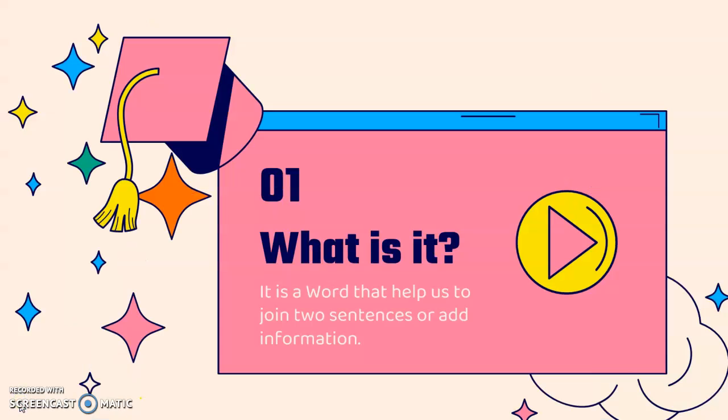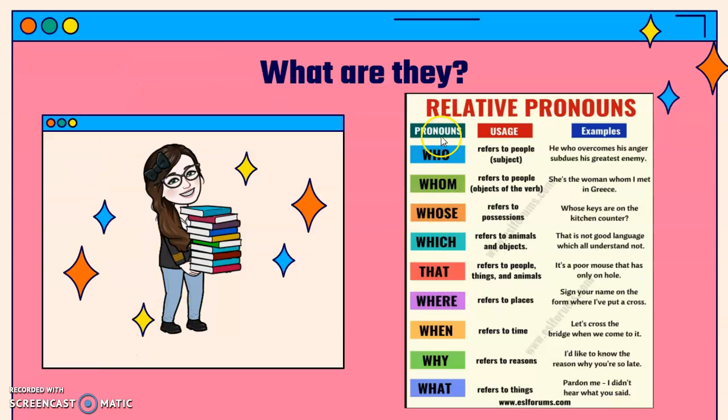So the first thing we are going to talk about is what is a relative clause. A relative clause is a word that helps us to join two sentences or just add more information. For doing that, we need the relative pronouns. And yes, these look like the WH questions. We can also use that as a relative pronoun. So here we have who, whom, whose, which, that, where, when, why, and what.